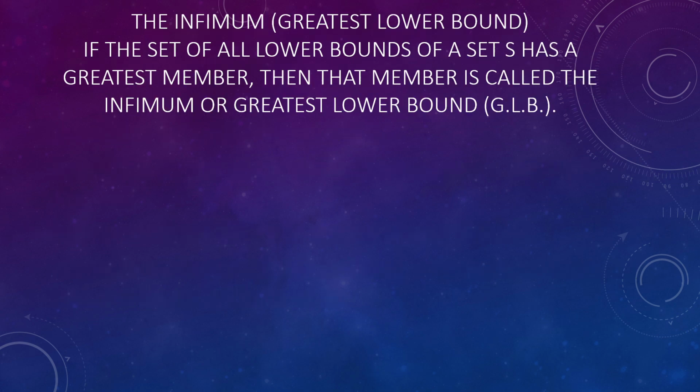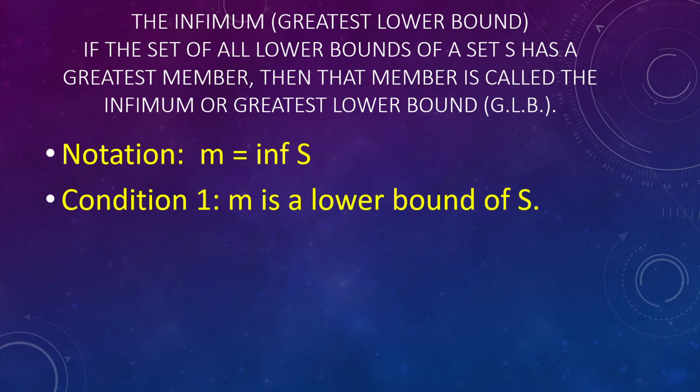Just as we have the least upper bound, we also have the greatest lower bound. If the collection of all lower bounds of a set has a greatest member, then that member is called the infimum or the greatest lower bound. We denote it by small m equals infimum of S.